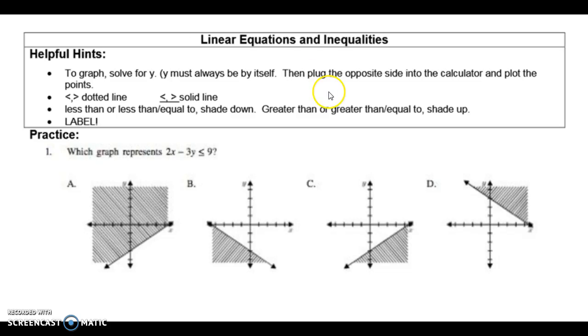Hello students, this is part 3 of the review for the interim assessment. The interim assessment 2, which will be given at the end of this week, the first week of January.